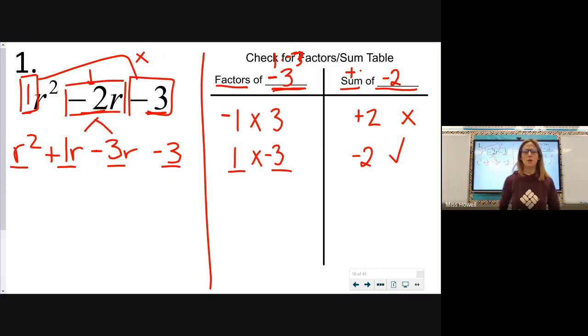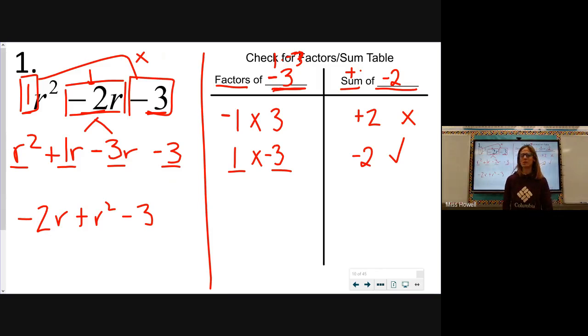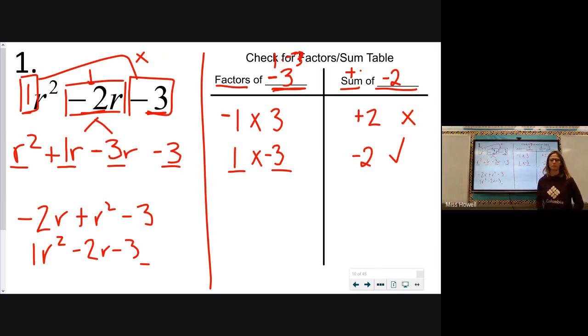So if I gave you the problem, for example, -2r plus r squared minus 3, something like that, you would have to rearrange it to its simplified standard form of r squared minus 2r minus 3 before you go leading coefficient times constant term. So just be careful. Once you find the magic combination that works, you're taking that middle term and breaking it apart in that special way.